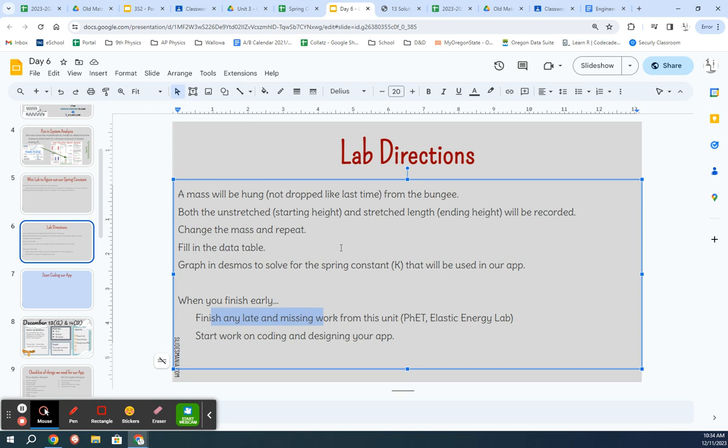And then if you've finished up with everything, and everything's good to go, then you can start work on coding and designing your app. That's mostly a day 7 thing, but we'll just kind of talk about what's going on there, because a lot of you are going to be getting to that point.